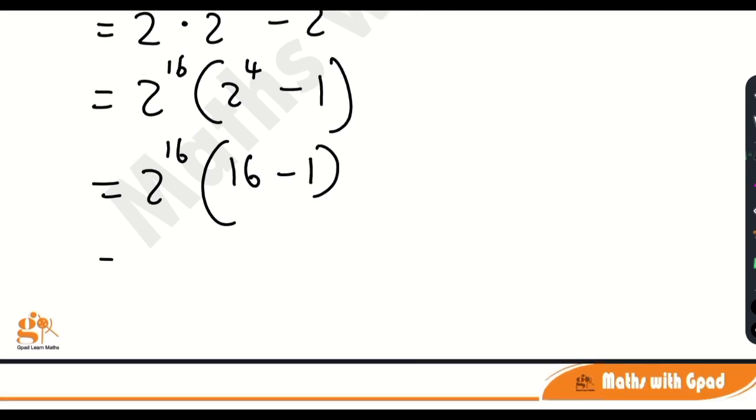Okay, making progress. So this is 2 raised to the power 16. What is 16 minus 1? That is 15. All right. What am I going to do next?